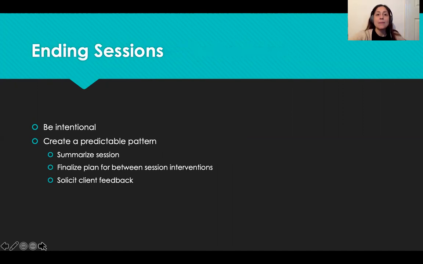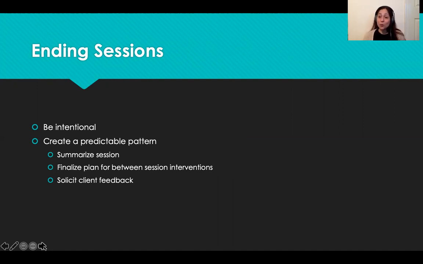Okay. Ending sessions and managing sessions is the last one that we're going to talk about. So similar to maintaining session focus, you want to close your sessions in an intentional and predictable way that will improve your alliance building. There are 3 things you want to make sure to do when you're ending your session. 1, summarize your session and any insights that you came up with. This is going to make it easier for your client to remember what they got out of therapy with you, right?